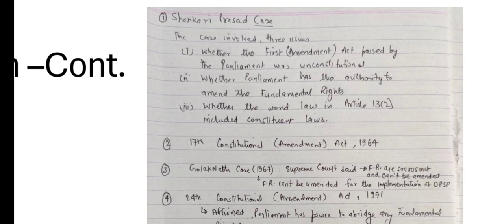So in the Shankari Prasad case, the Honorable Supreme Court said that Parliament has the power to abridge the fundamental rights. Fine. And it also said that the power is the constituent power. Constituent power means you can remove a part of the provisions from the Constitution of India, or you can add a new provision in the Constitution of India. This is called a constituent power. This is much more and broader than the normal legislative power.